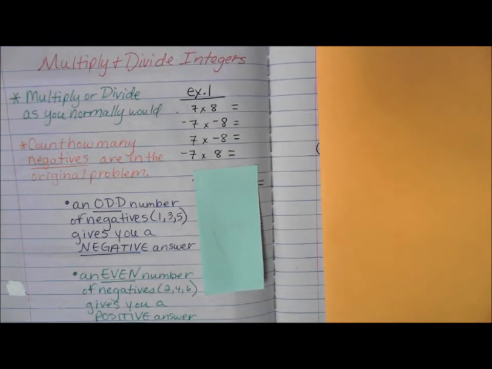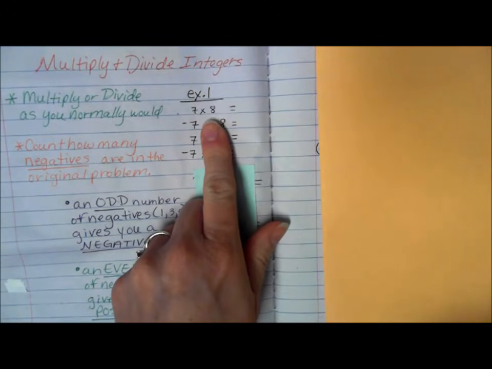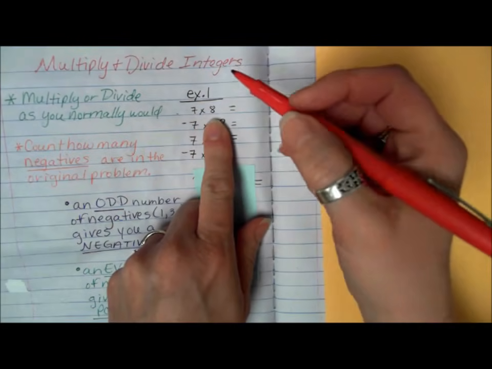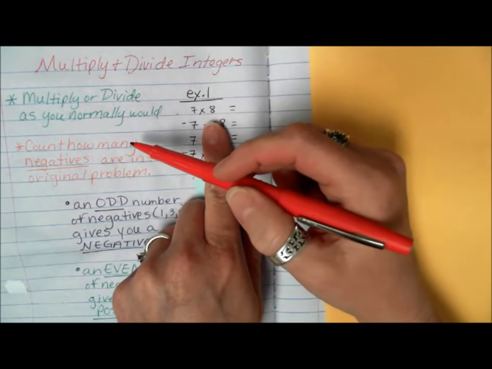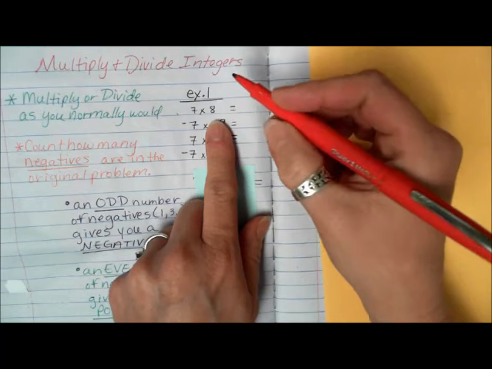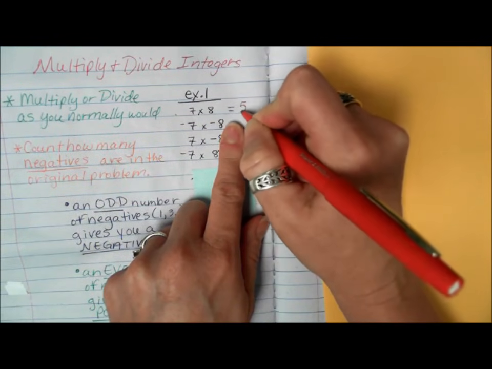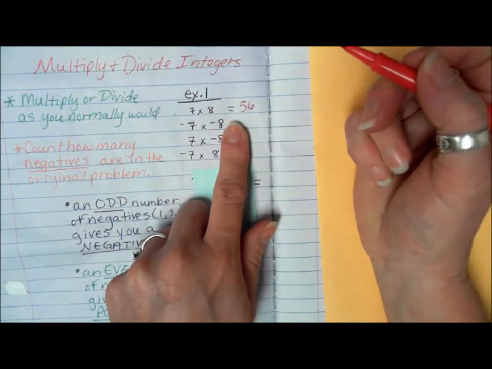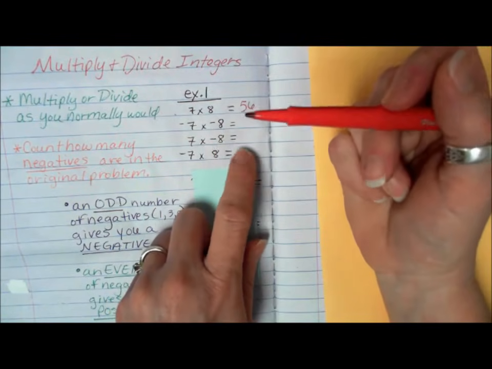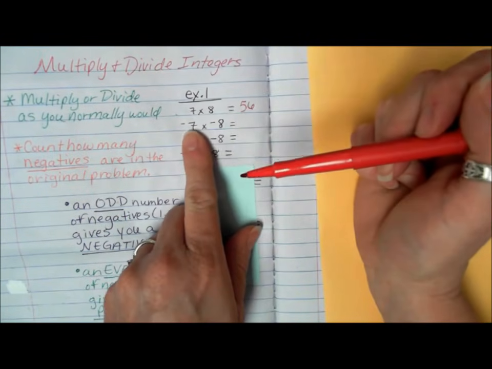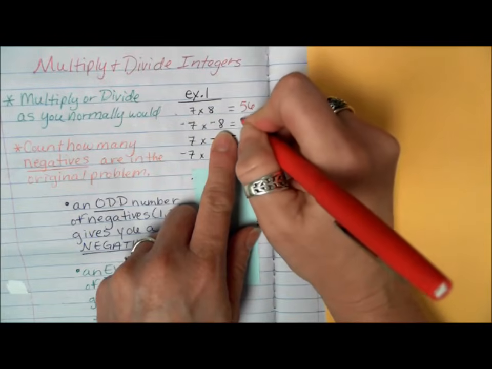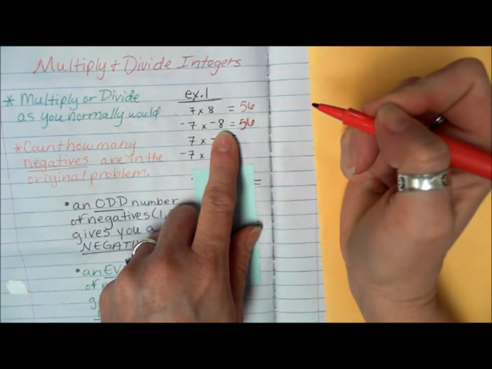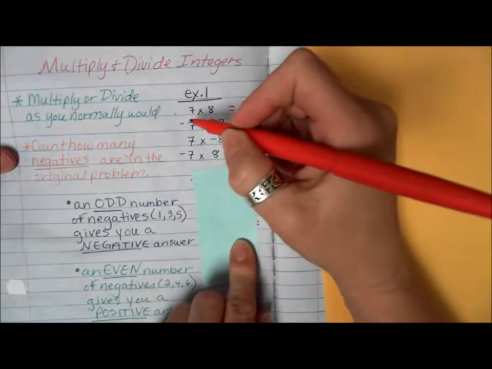Okay, so example 1. We're going to multiply 7 times 8. Our first step is to multiply or divide as normal. 7 times 8 is 56, and that's what you've been learning since elementary school. Now let's look at the second one. 7 times 8 is 56 again. But what's different now? We're going to count how many negatives are in the problem.